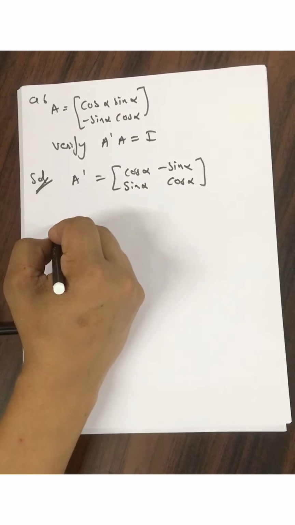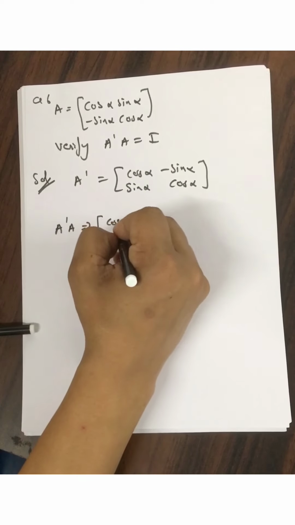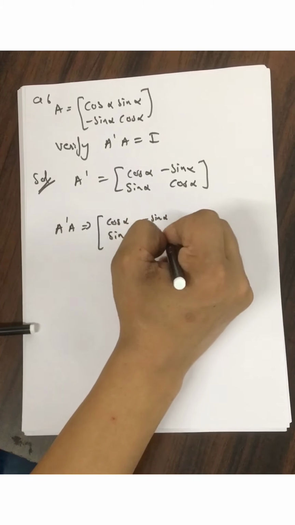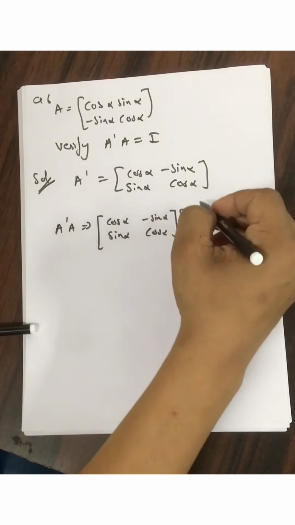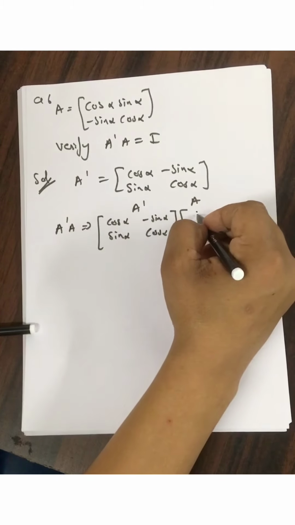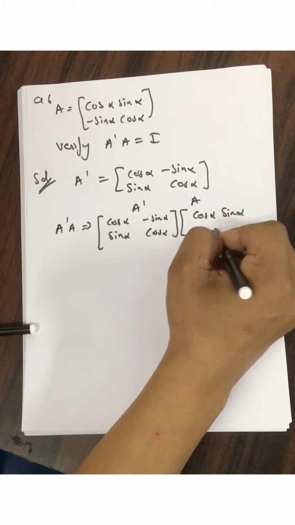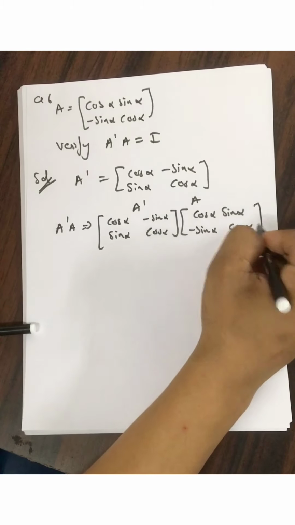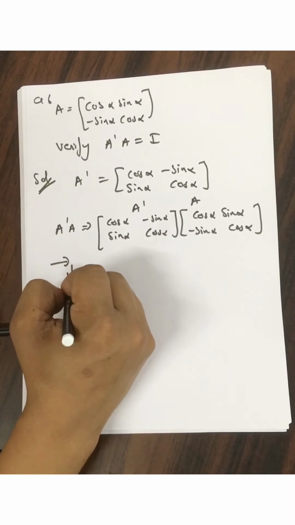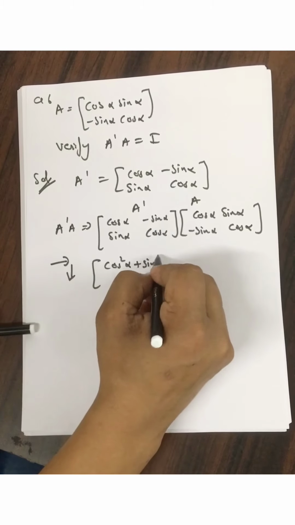Now let's multiply A dash. Cos alpha, sin alpha, minus sin alpha and cos alpha. This one we multiply by A. This is A dash, remember, and this is A. Cos alpha, sin alpha, minus sin alpha, cos alpha. Multiply. You know the process, this and this. So this becomes cos square alpha plus sin square alpha.